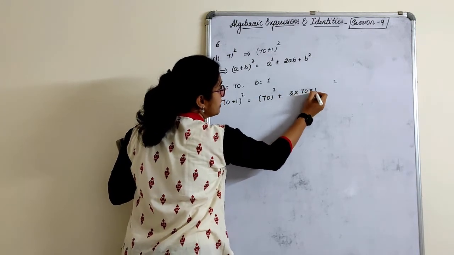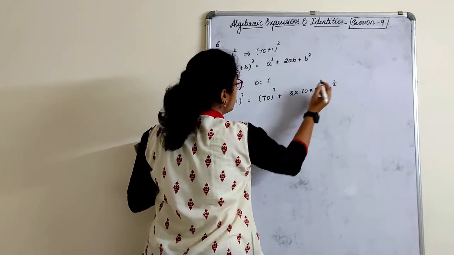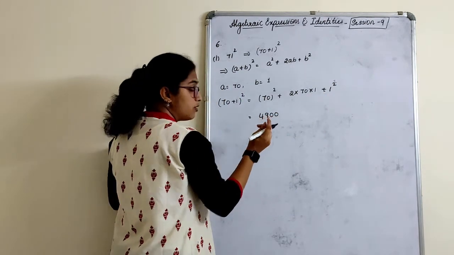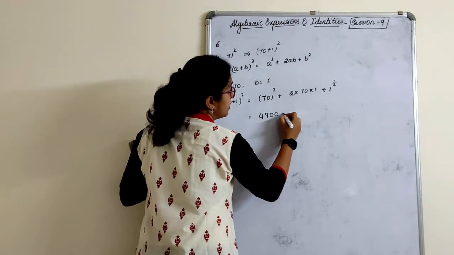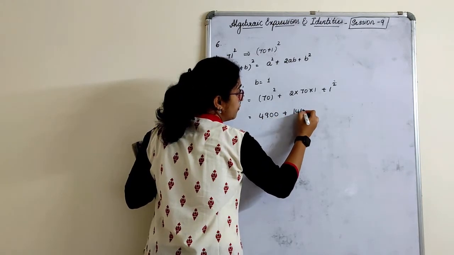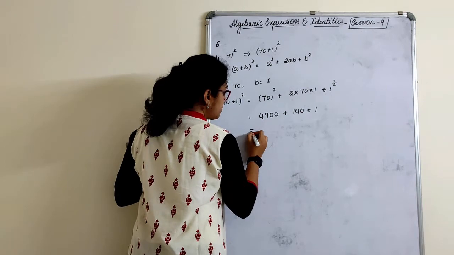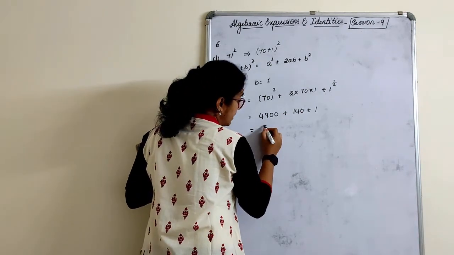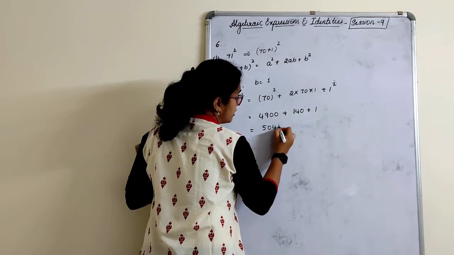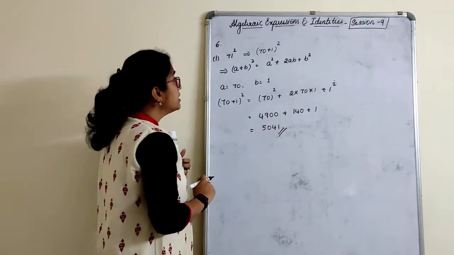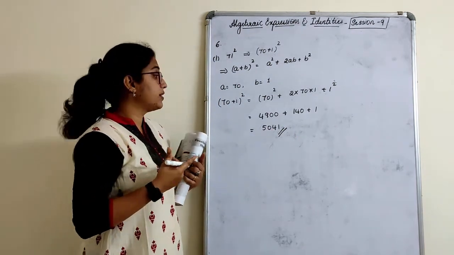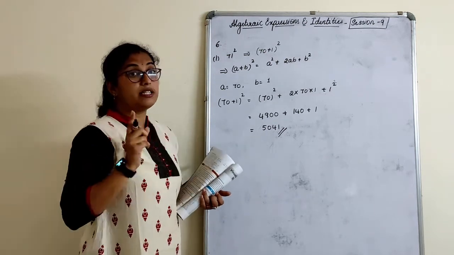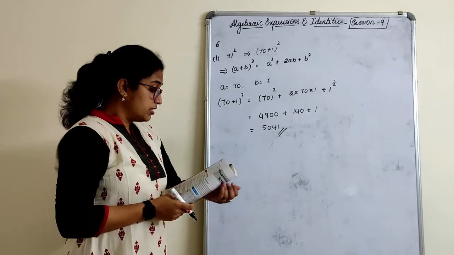2 into 70 into 1 plus 1 square. 7 sevens are 49, so 2 zeros will come, plus 7 twos are 14, plus 1. 4900 plus 140 plus 1, you will get 5041 answer. Actually when you do 71 square you will get 5041 only. But you can't do it like that. You have to do it using identities.